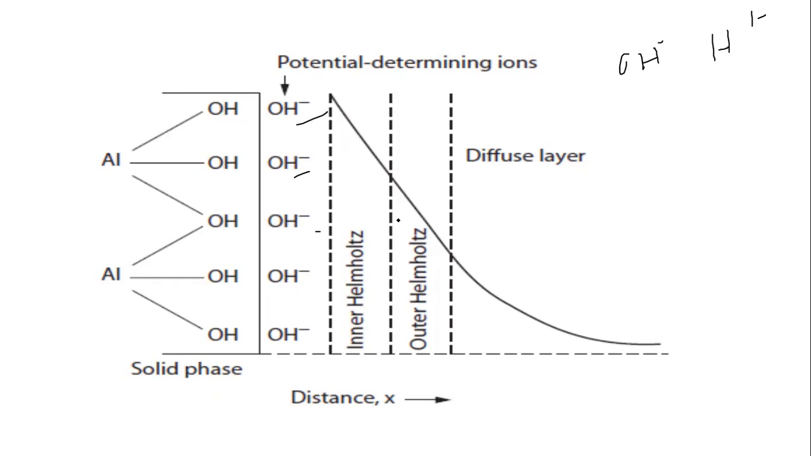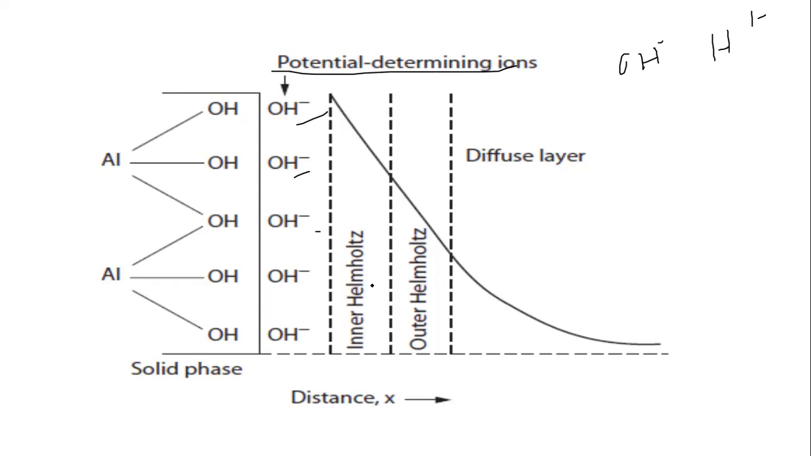So what are this inner Helmholtz and outer Helmholtz layer? It's nothing but in fact the localized liquid surface. It is perhaps called the effective first layer. This is called the effective first layer in the double layer. The next layer is called the liquid surface. This potential determining layer and this effective layer are completely divided into inner and outer Helmholtz layers.